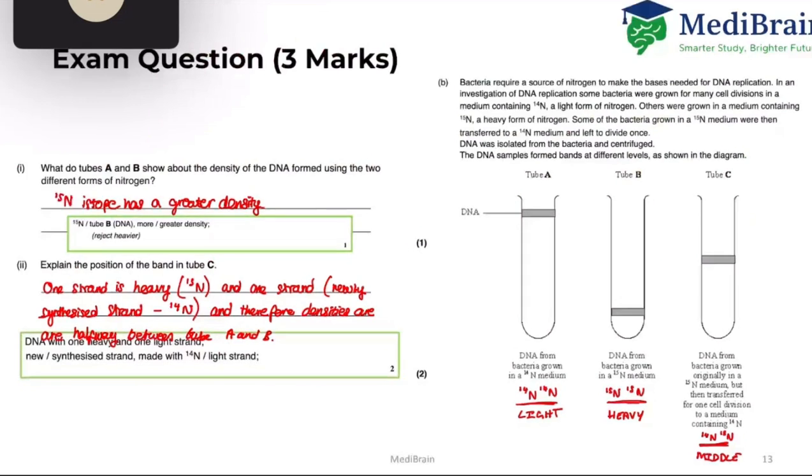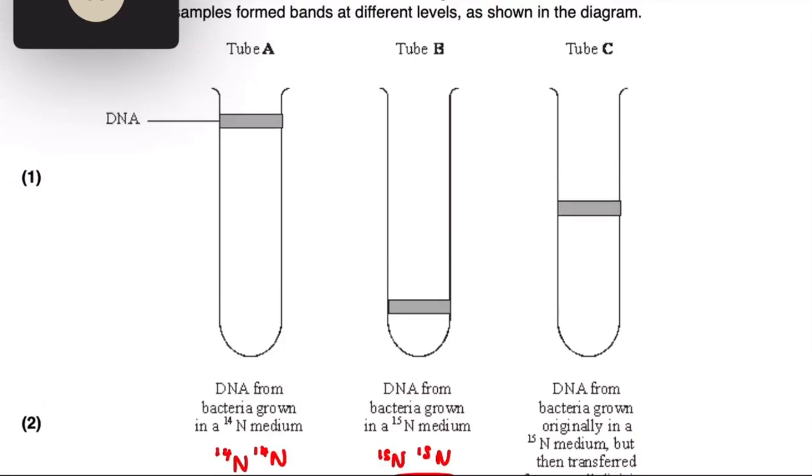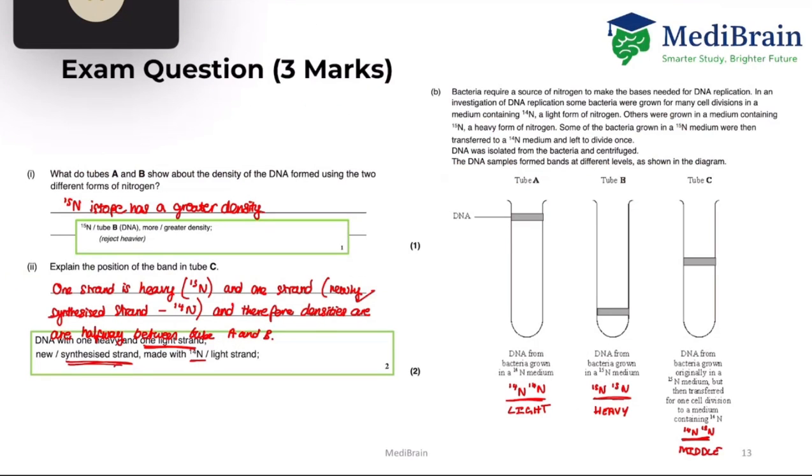Okay, looking at the mark scheme, it says DNA with one heavy and one light strand, which we've also said. It says new, which we said newly. We didn't say one light strand, so you might want to mention one light strand. We said synthesized strand, made with 14N, and we've also said that. Okay, so there are keywords. The mark scheme was a bit picky, to be honest, for 2 marks. I would only give that question 1 mark, but it was really picky with the mark scheme.